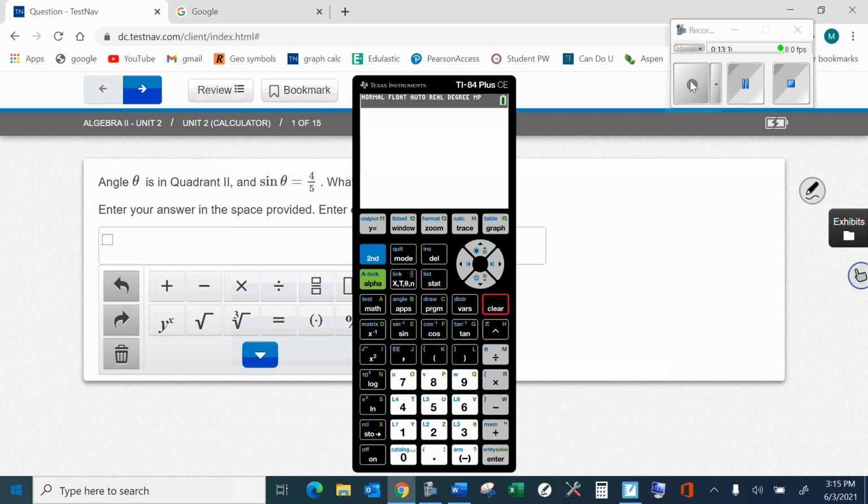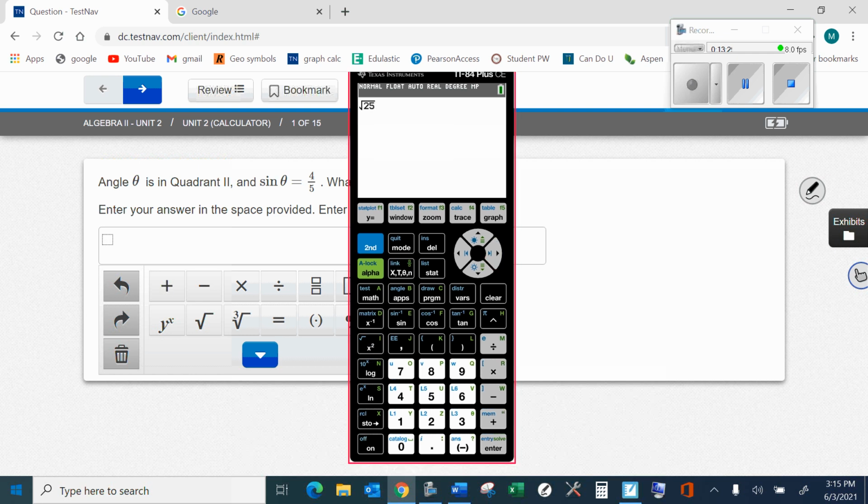Notice it's in blue. So I need to hit the second button first, then that, now I have square root. And square root of 25. Hit right arrow to get outside of that, hit enter, and the answer is 5.